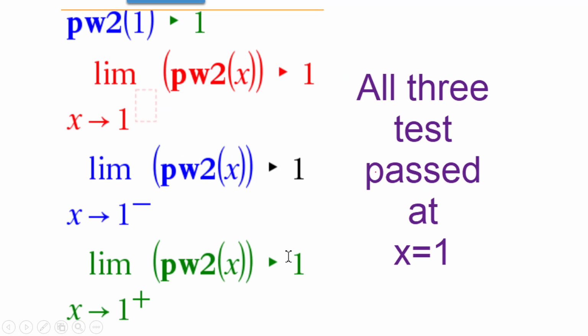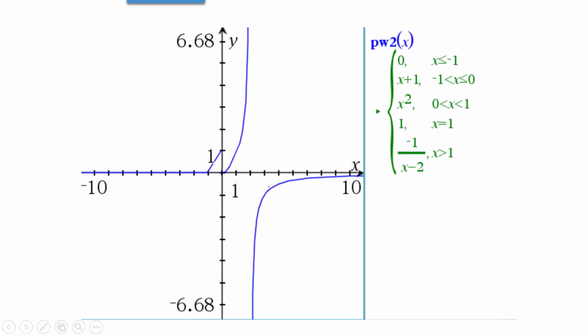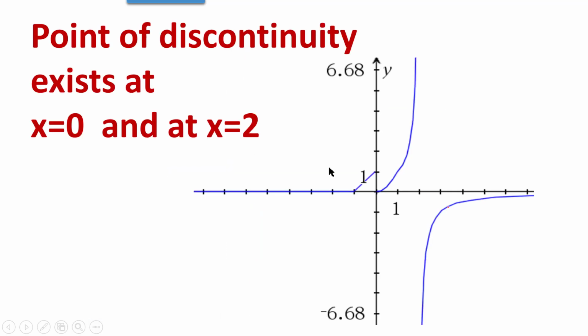Then we are checking the last point, 1. The function value at 1 is 1. The limit value is 1. The lower limit when x is approaching 1 is 1, and the upper limit when x is approaching 1 is also 1. So all three tests have been passed in this case. So the function is continuous at 1. So we have identified 2 points of discontinuity, and if I look at the graph, there is a jump when x is 0, and when x is 2, there is a vertical asymptote. So the points of discontinuity exist when x is 0 and when x is 2.